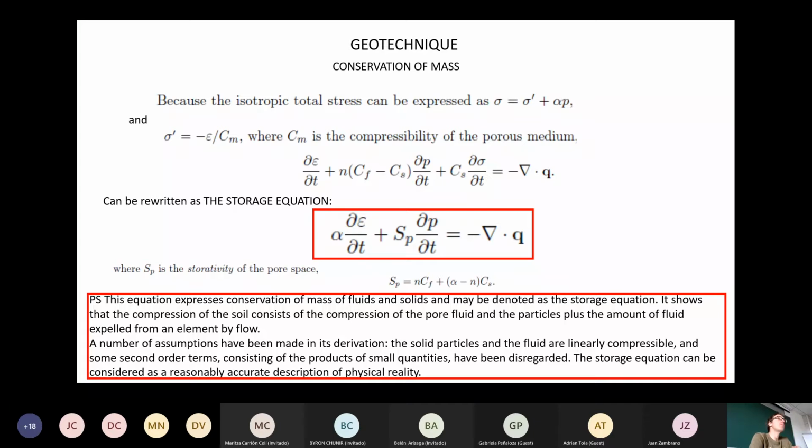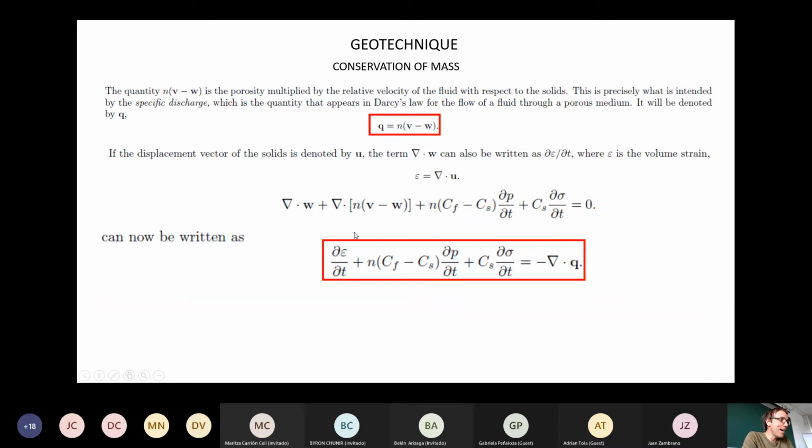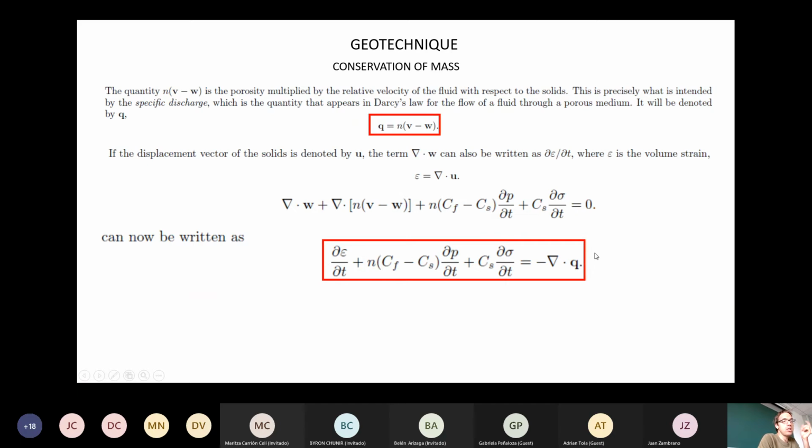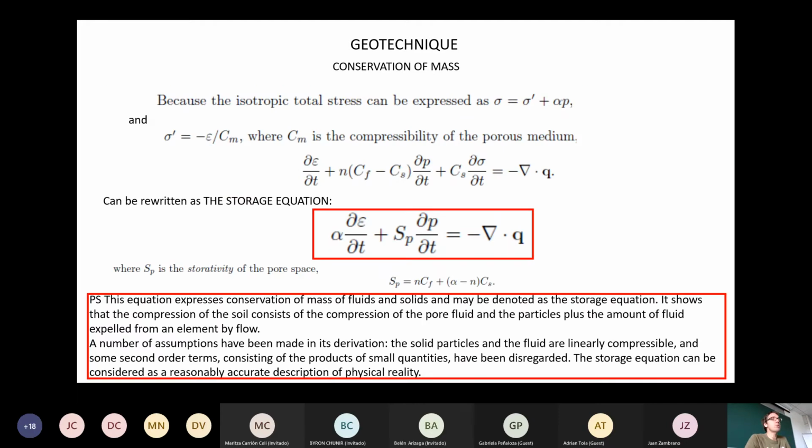So if we introduce the isotropic total stress that can be expressed with Terzaghi principle, you know what Cm is now, that is the compressibility of the porous medium. We can introduce this formulation inside this formulation, and we can rewrite the conservation of mass plus Terzaghi as what we call the storage equation. The storage equation is this equation that puts together Terzaghi and the conservation of mass. Remember this. This is the most general expression of the conservation of mass plus consolidation. If we simplify the consolidation with Terzaghi, we have what we call the storage equation.